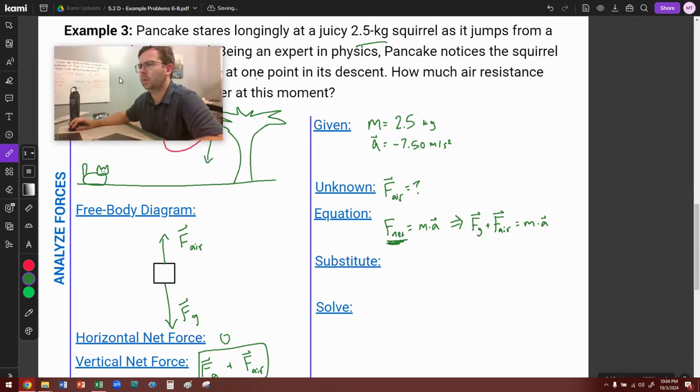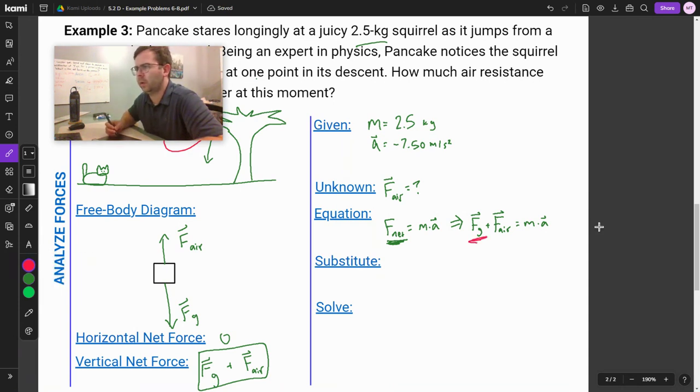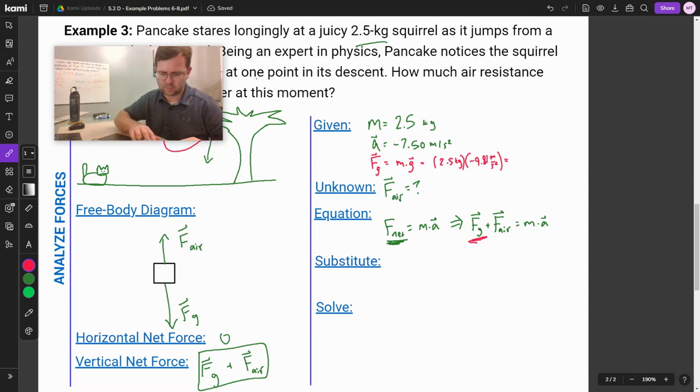All right, so we need to know the weight of the squirrel, right? That's one of the quantities we need to know, and hopefully you remember by this point that you can always find the weight of an object by multiplying mass times g. The mass is 2.5 kilograms. g is negative 9.81 meters per second squared. So the weight of the squirrel is 2.5 times 9.81, about negative 25 newtons. So now I have all of the info that I need.